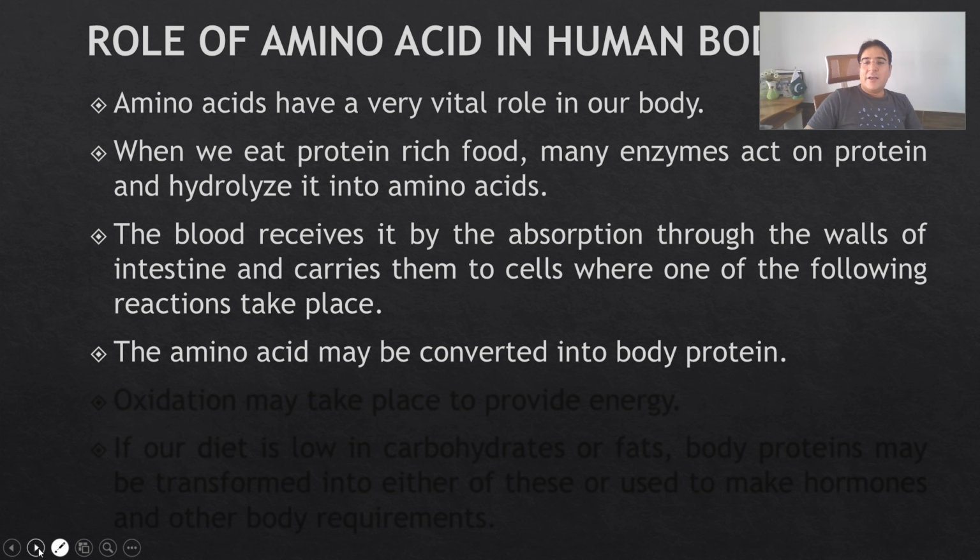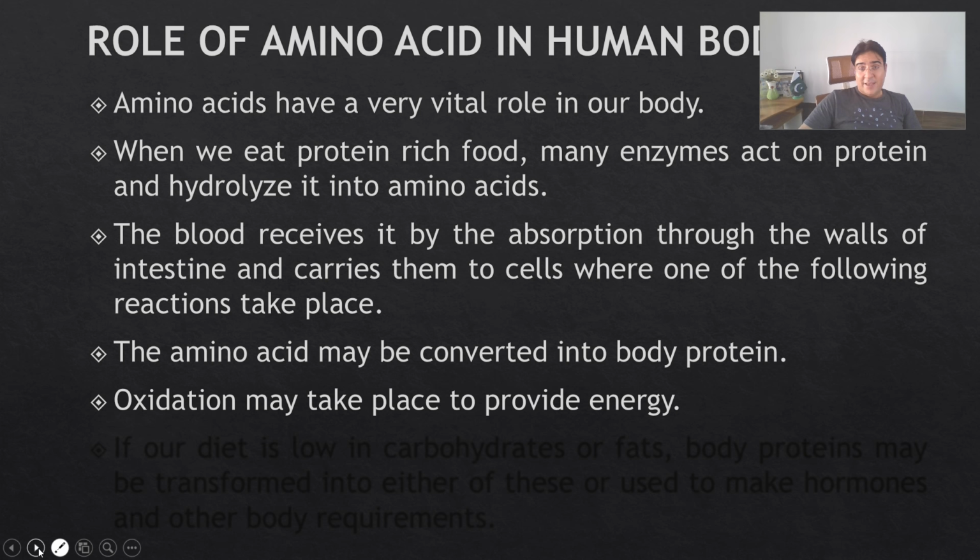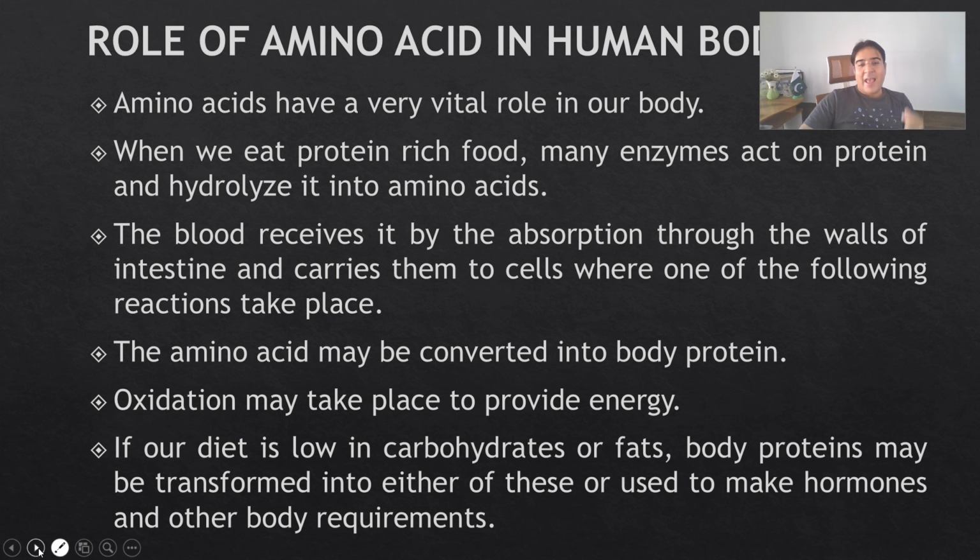So what do they do in our body? They make body protein. They go and make your muscles. Some people are healthy, they have bigger bodies, they have more proteins. And if your diet lacks carbohydrates, the body will burn up proteins and give you the energy from there. If our diet is low in carbohydrate or fats, body protein may be transformed into either of these, or used for hormones. You need proteins to make hormones and enzymes.